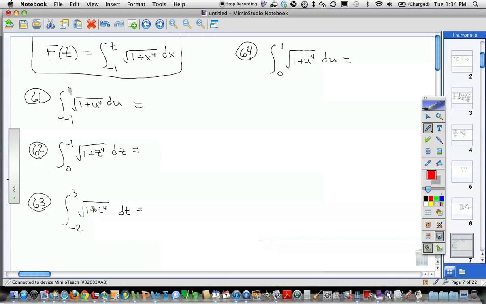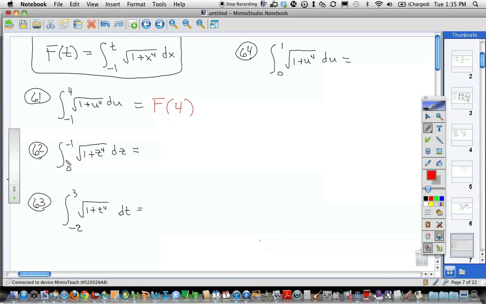So in 61 through 64, we have these definite integrals, but we have big F defined as this area function. Well, hopefully you found 61 kind of easy. 61 is just what? Big F of 4. Okay, this is the integral from -1 to 4, and big F is defined to be the integral from -1 to t. So if you put a 4 right here, that means put a 4 right there. So that's just big F of 4. That's all they wanted on 61.